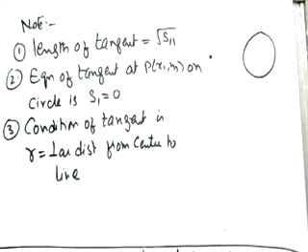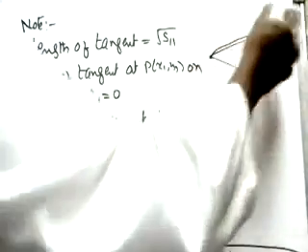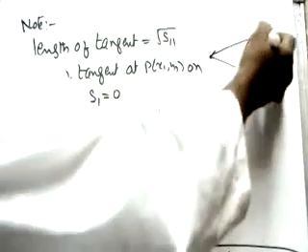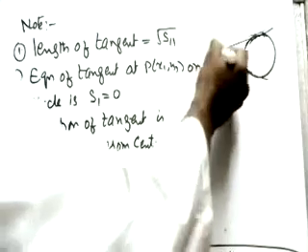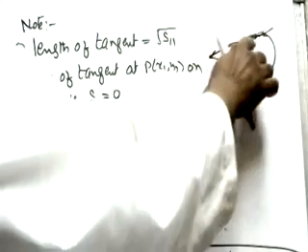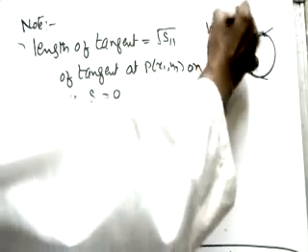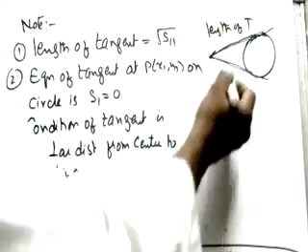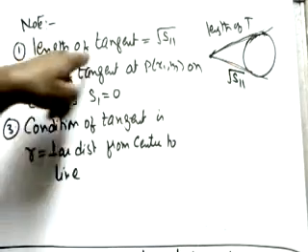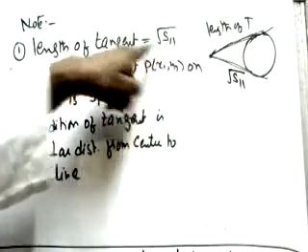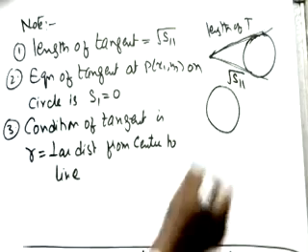Now see the next concept. Suppose we are having a circle. From an outside point, we can draw two tangents to it. These two tangents we can draw from the point outside to the circle. Now this length will be equal. The distance from the point to the point where the tangent touches the circle is called the length of tangent. Its formula is root of S11. Length of tangent is root of S11.